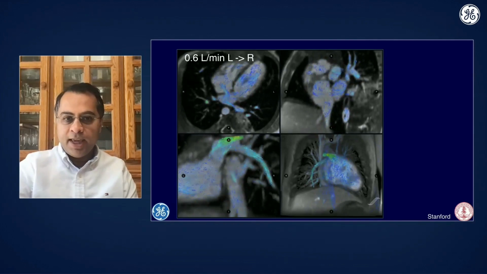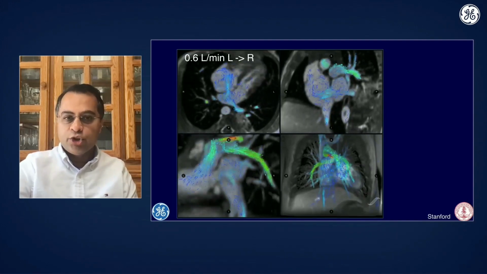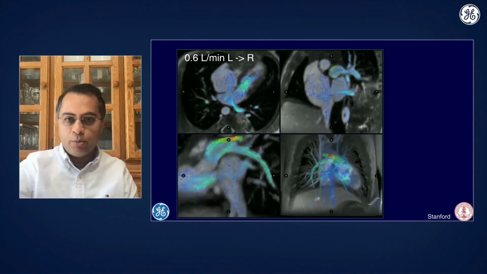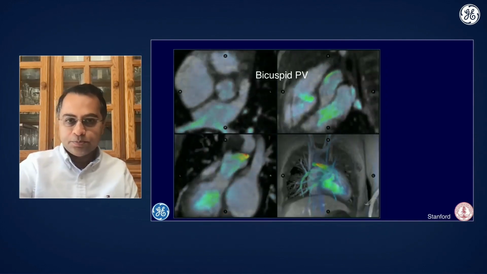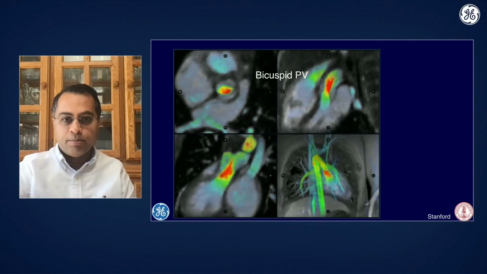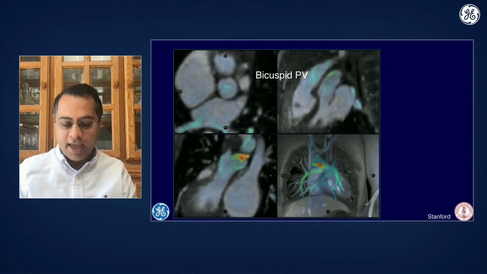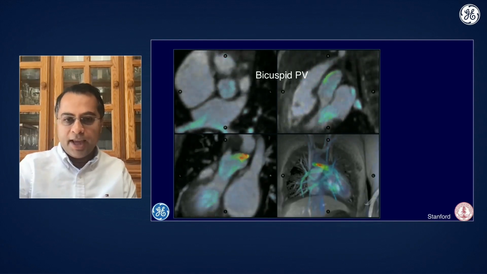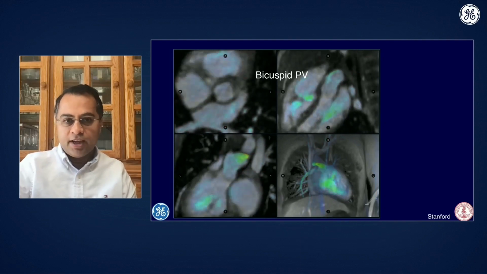So here's that same case, and you can see in the top left panel there is a defect between the atria, and so there's shunting of flow from left to right, with 0.6 liters per minute quantified to flow through that shunt. In the same case, you can see there's a pulmonic valve which is abnormally located posterior to the aortic valve. And we can see that it is a pulmonic valve that is bicuspid. And you can see that fish mouth type of appearance of the bicuspid valve.